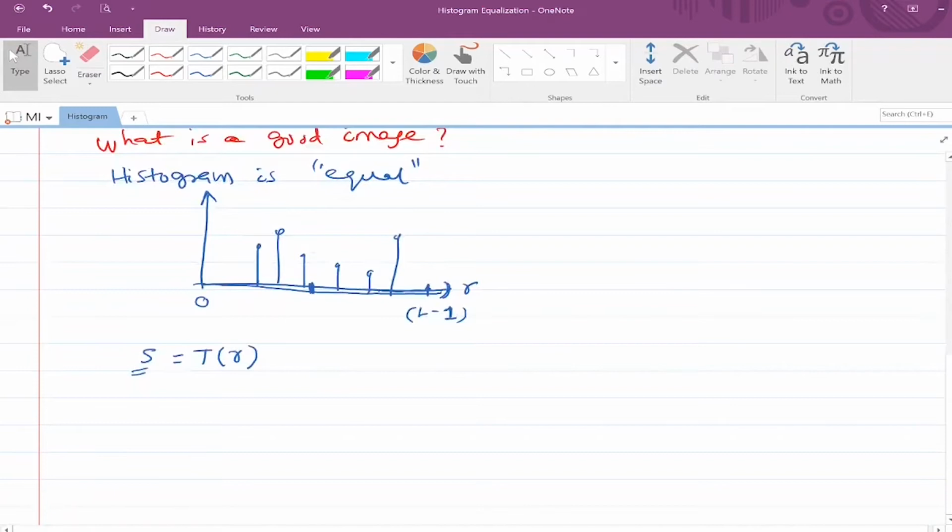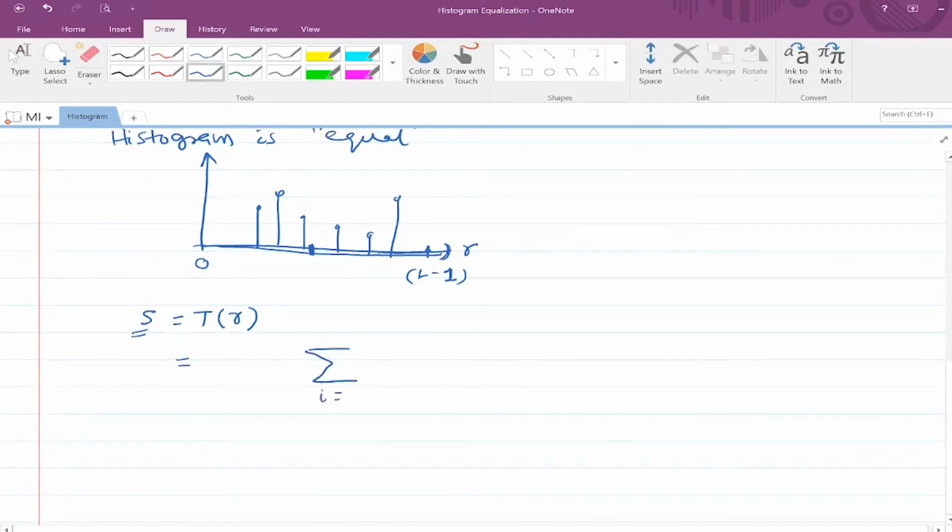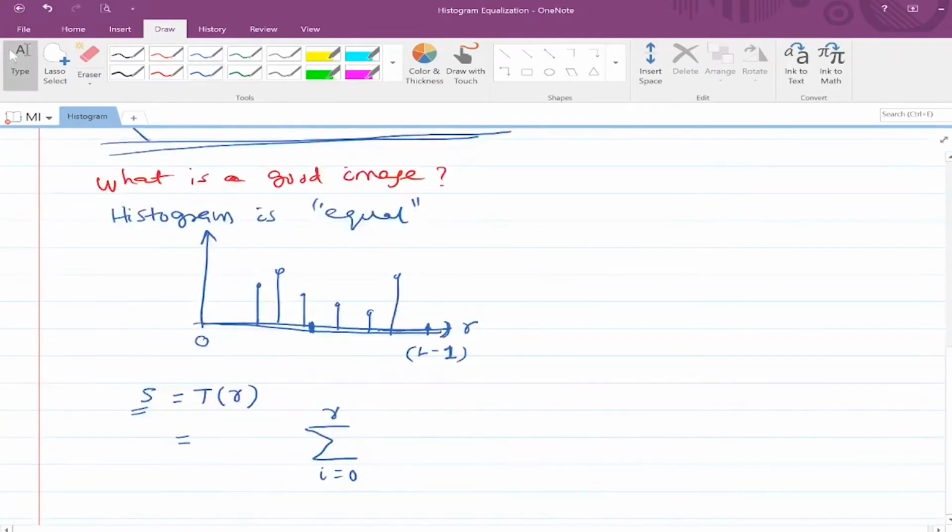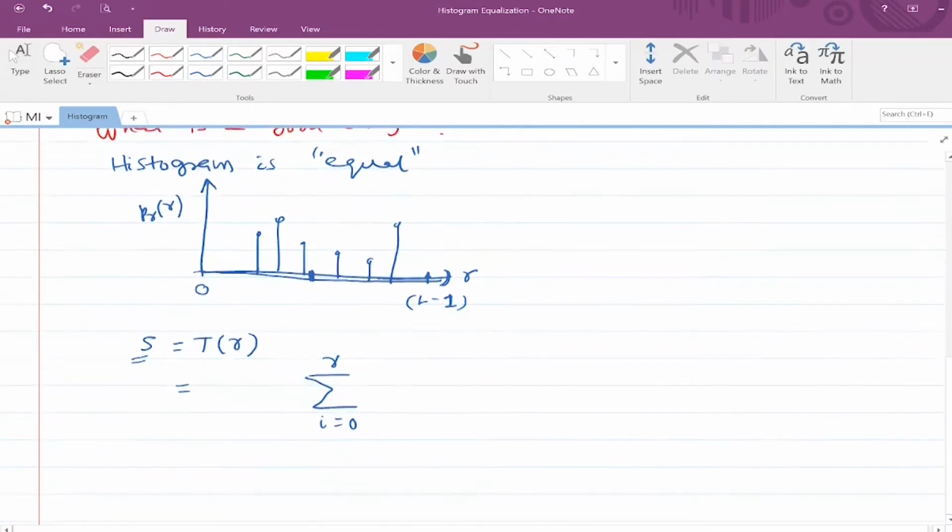Now let's write an intuitive expression for this S equal to T of R, with I varying from 0 to R. As I mentioned, this is a discrete equivalent of a probability density function once you divide it by the total number of pixels. So let's call this PR of R, your x-axis being R. This is the probability density function PR of R.